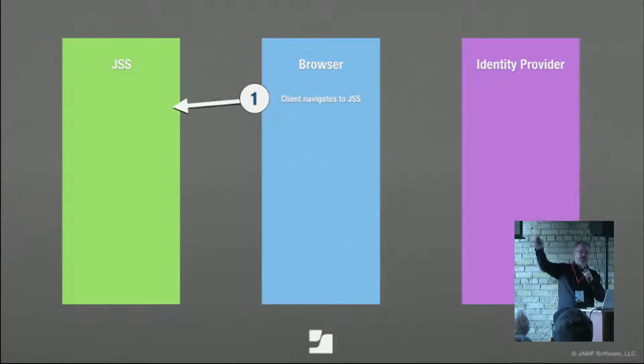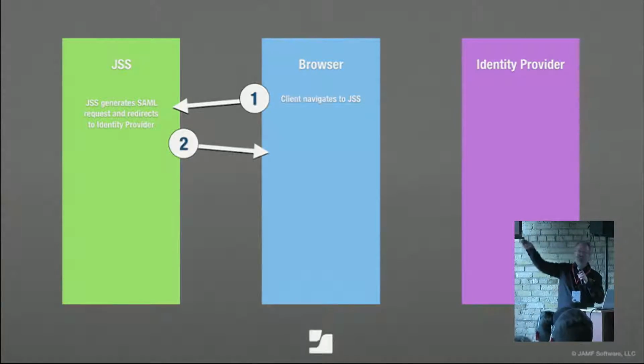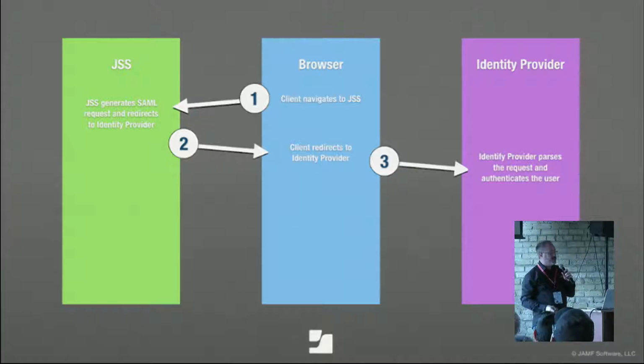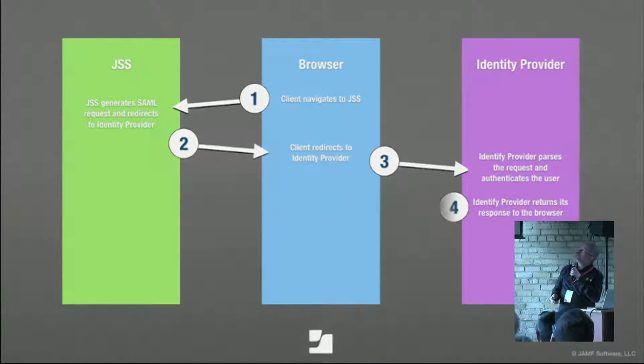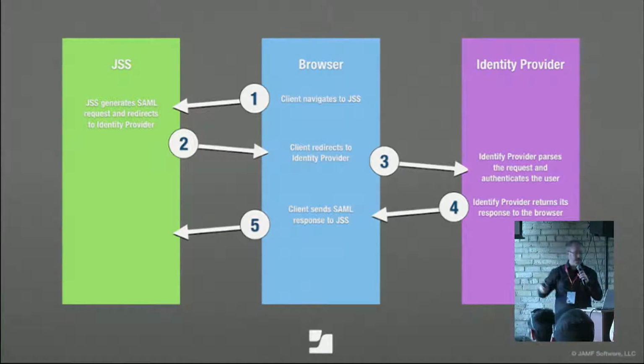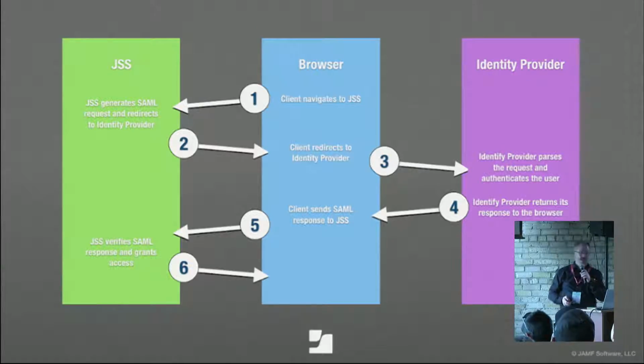The JSS responds with the SAML request and then redirects the browser to the identity provider. The identity provider parses the request and authenticates the user. Then it returns it to the browser, and then the browser passes the response back to the JSS, which grants access to the browser, to the client, and then finally it allows login. So it's a back and forth process, but it all happens as far as the user is concerned just in the browser.